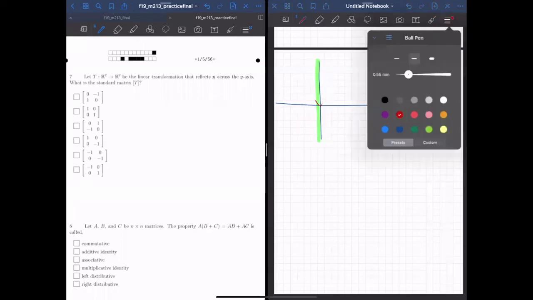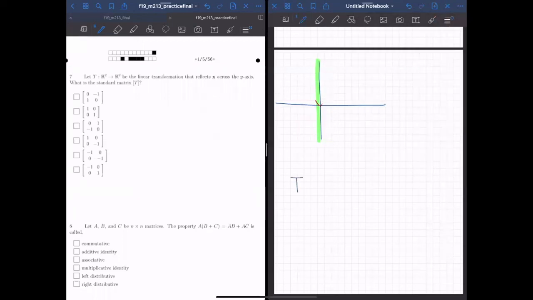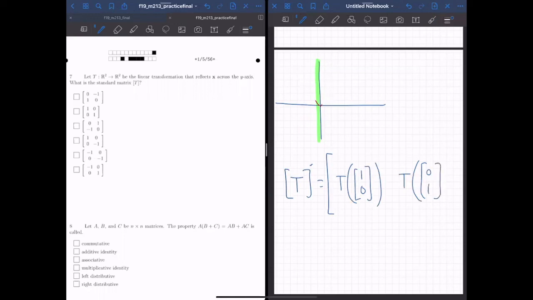Now remember, in order to find the standard matrix for a transformation, I take my transformation, I plug in 1, 0. That's going to be my first column. And then I plug in 0, 1. That's going to be my second column, okay?